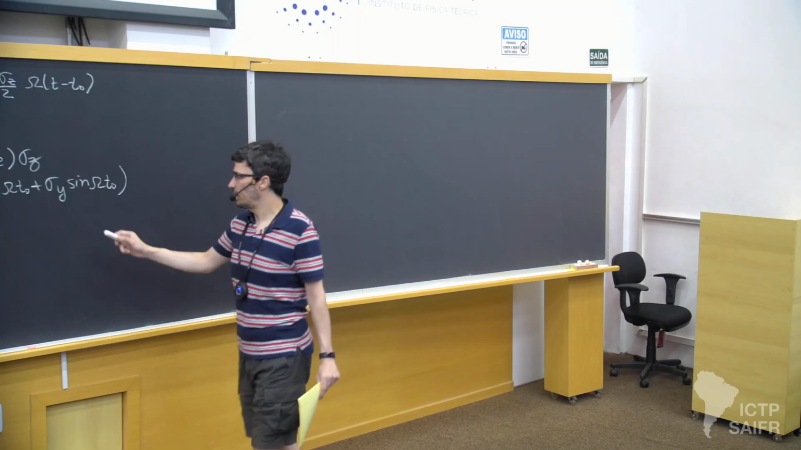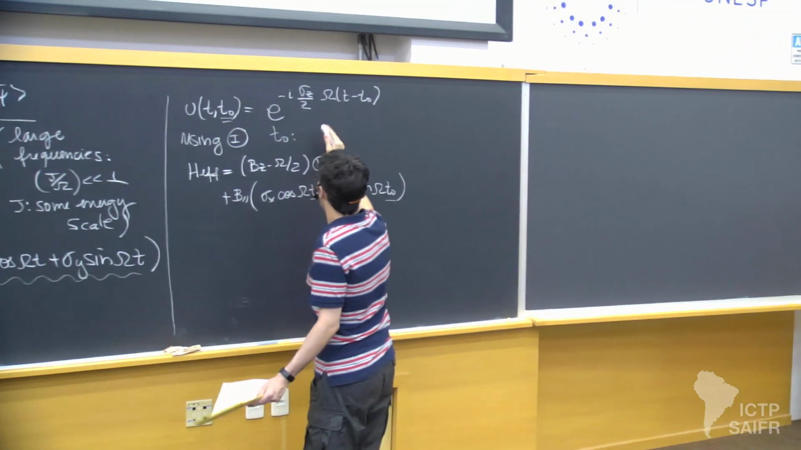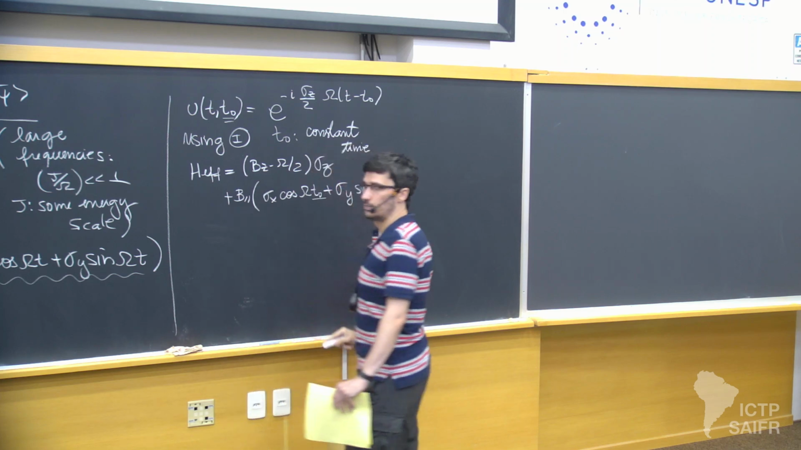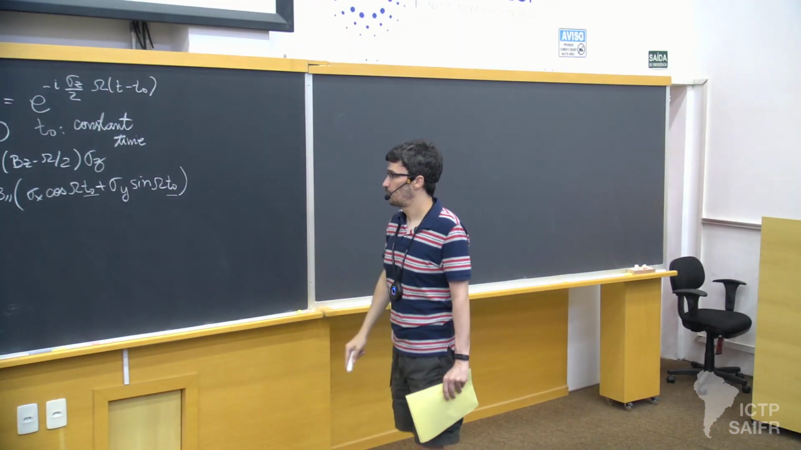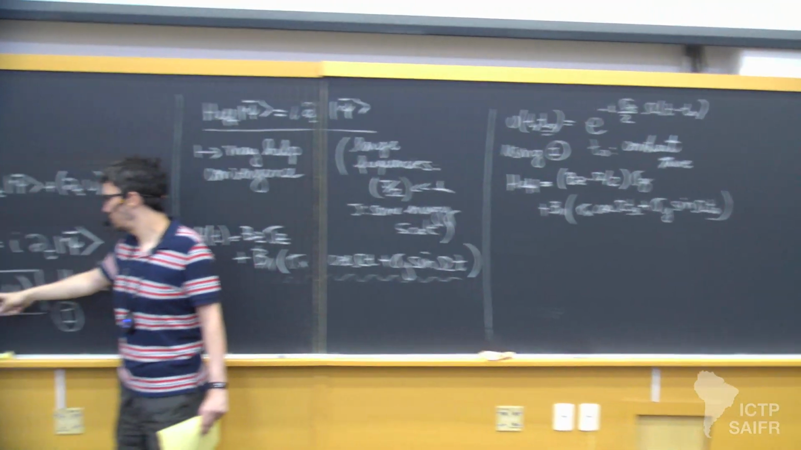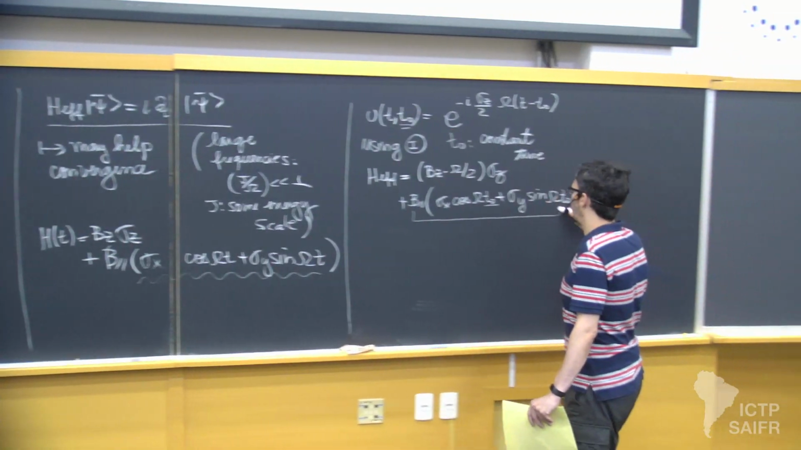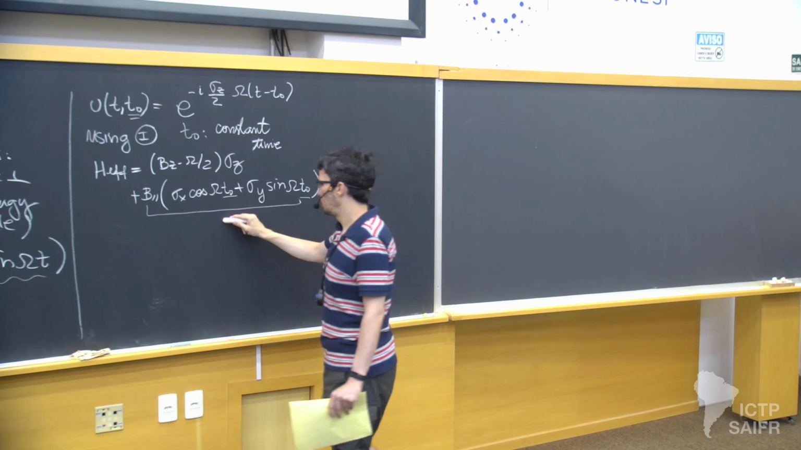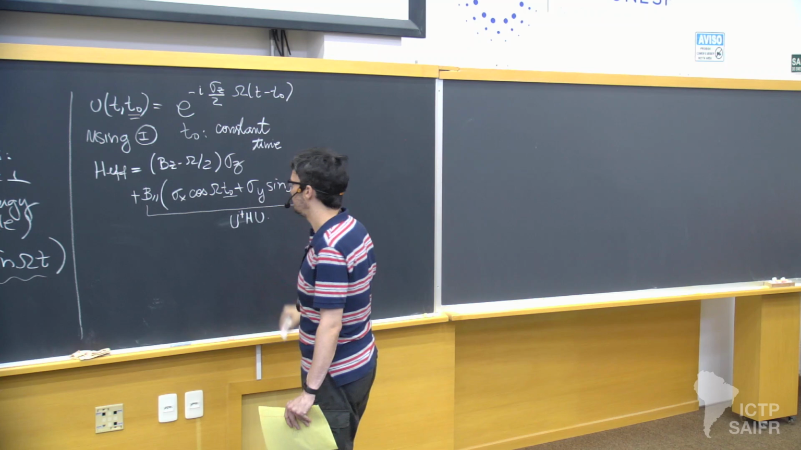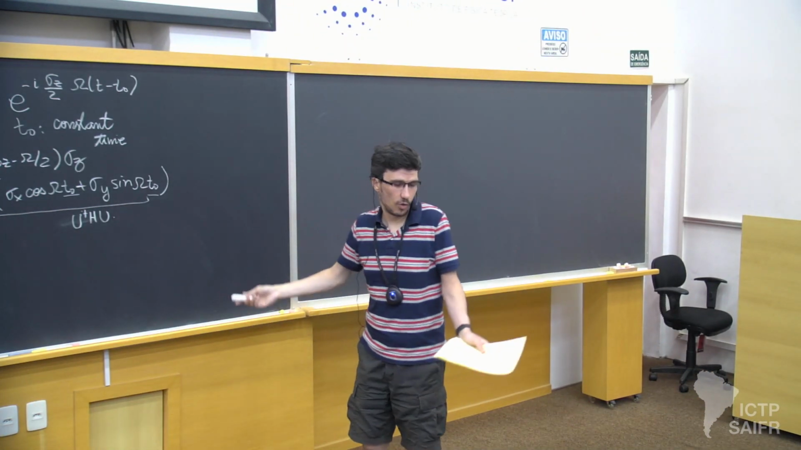You're going to ask me, well, but there is this t0 here. This t0 is a constant. So t0 is some arbitrary constant time. It's the initial time, okay? This omega by 2 comes from this last term here. The time derivative will give you this omega by 2. And this thing comes from the rotation, from U dagger. This comes from the U dagger H U, okay?